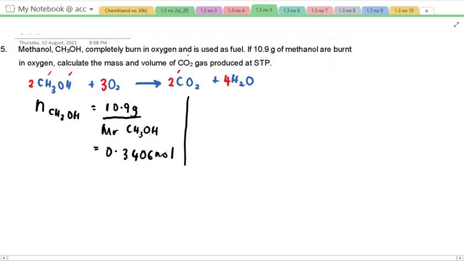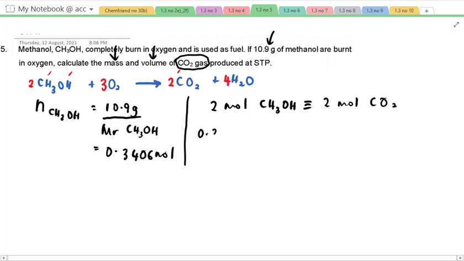Then next, what to do is, of course, to write the proportion. Okay, who do you want to find? You want to find the CO2 gas. What do you want to find? Mass and volume. Whose help do you need? The help of the mole of methanol, since you are given the mass. You have done the mole of methanol. So what to do is to write the proportion, of course, which is 2 mole of methanol equivalent to, or releases, how many mole of CO2, which is 2 mole of CO2. Since how many mole just now?